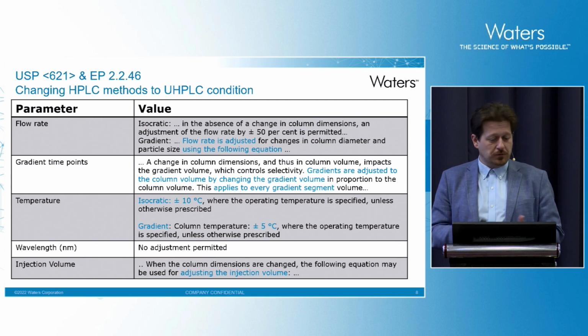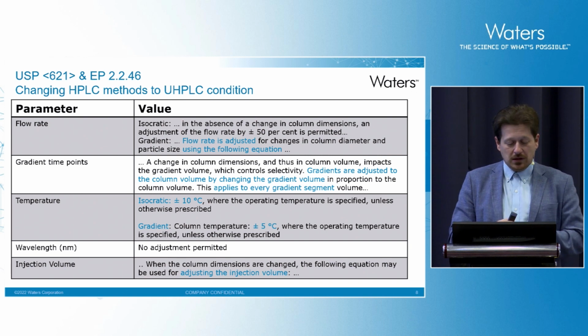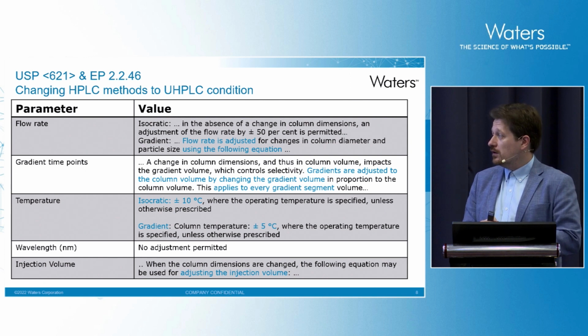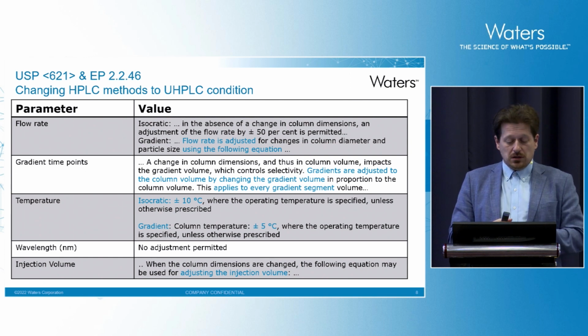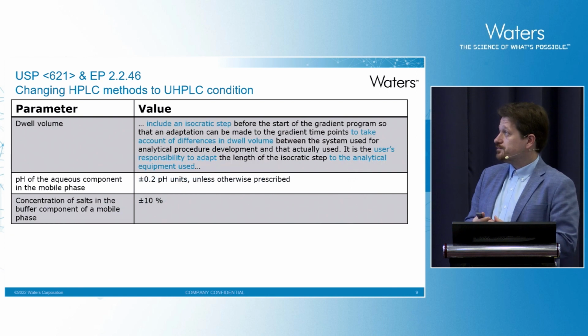Wavelength change is not allowed. It's logical, because if I have to look at red light, I can't change the wavelength to blue. I would be blind to detect the peak. So it has to stay constant. And the injection volume is also scaling down. It's logical. On LC, you might inject 100 microliters. On UPLC, it's typically around 1 microliter for a sample, or 2 microliters.